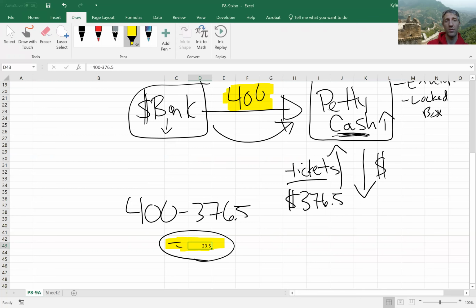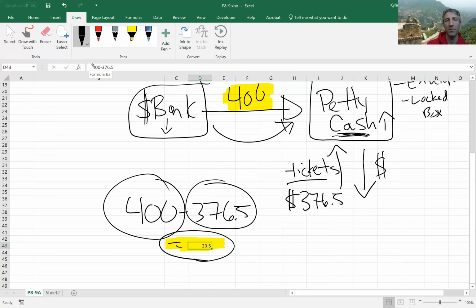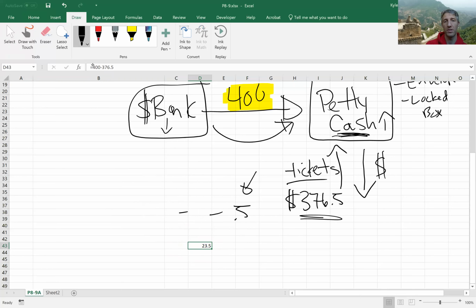How do I know that? Because the target balance of cash was 400 and the value of the receipts, the tickets that went in, was 376.50. And since it's an imprest fund, the value of the cash, which is 23.50, plus the value of the tickets should be $400. So that was requirement 2. Petty cash should have a balance of 23.50.